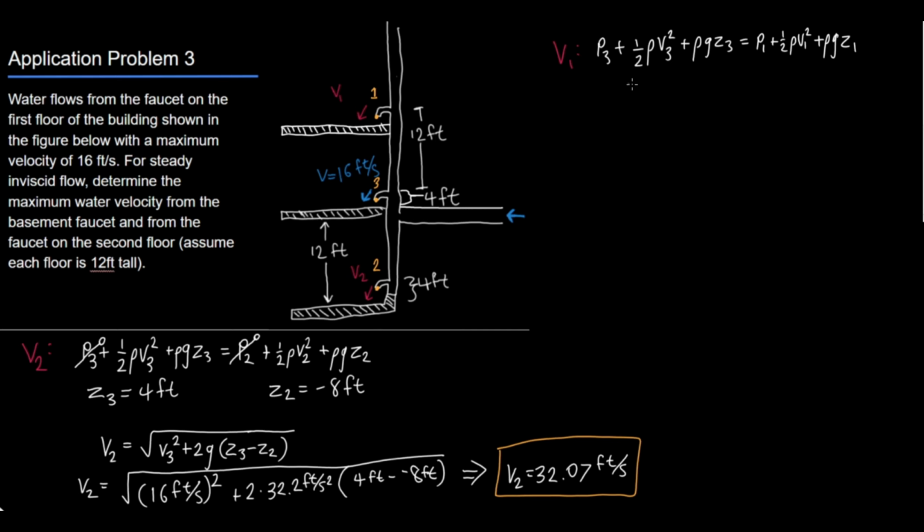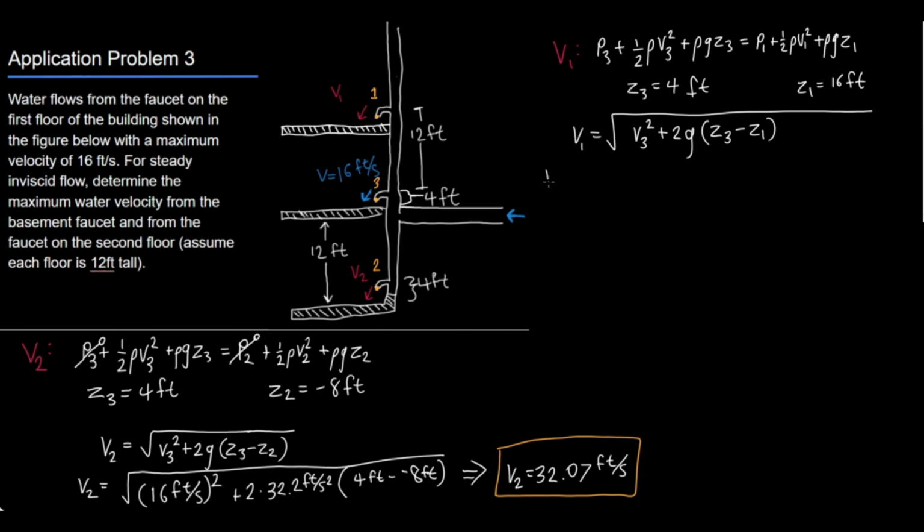Now in this case, Z3 is going to be the same. It is going to be 4 feet. Let's make this nice and neat. Feet. And Z1 is 12 feet above that, so it's going to be 16 feet because it's 1 story above. And you can kind of see right here, we've got the 4 feet and then the 12 feet directly on top of it. So V1 is equal to a similar expression to V2, where it will be the square root of V3 squared plus 2g Z3 minus Z1.